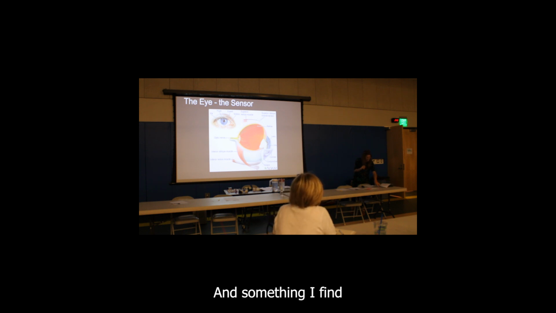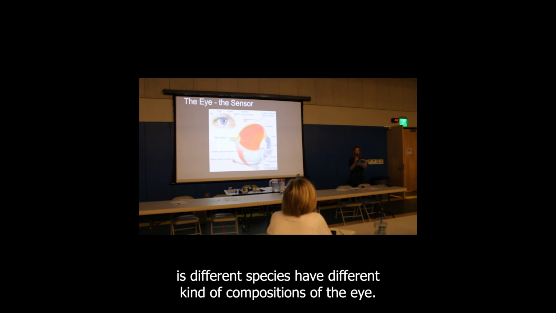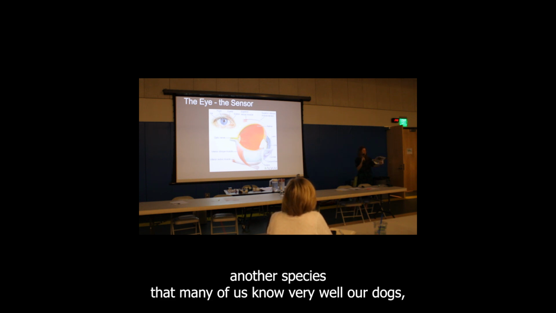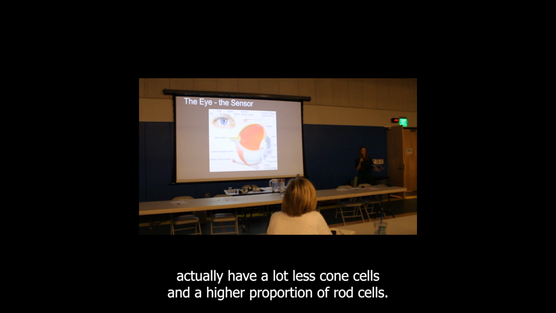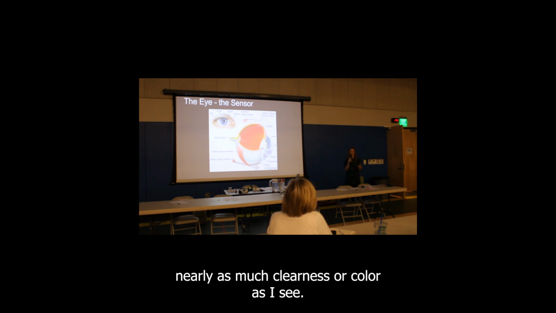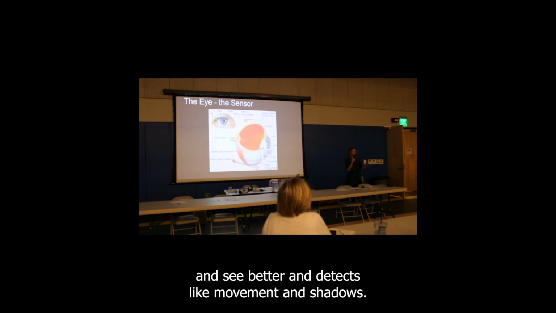And something I find interesting when we think about the anatomy and structures of the eye is different species have different kinds of compositions of the eye. So for example, another species that many of us know very well, dogs, actually have a lot fewer cone cells and a higher proportion of rod cells. So for my dog Trixie, she doesn't see with nearly as much clearness or color as I see, but in lower lighting conditions, she's better able to respond and see better and detect movement and shadows.